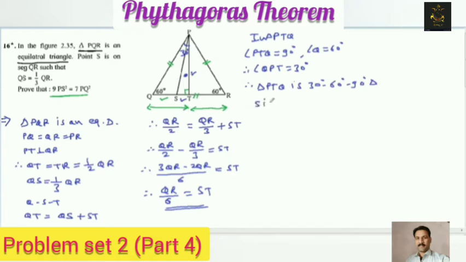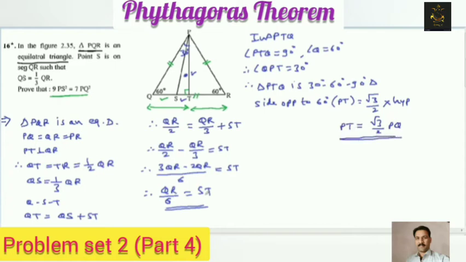Look here, the side opposite to 60 degrees, or you may write directly the height of an equilateral triangle also, which is here PT, is root 3 upon 2 times what? The hypotenuse. Who is the hypotenuse here? PQ. That means root 3 upon 2 into PQ is PT. Understand? Like this we can find PT.